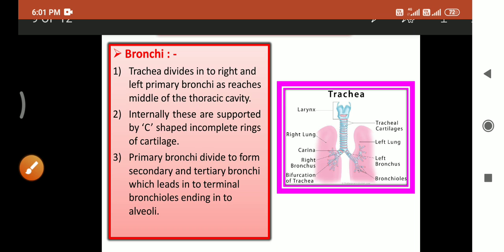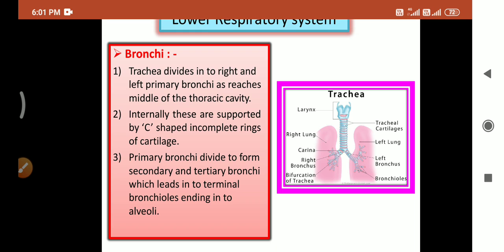So next one is internally these are supported. So this is supported obviously, so in the previous slide you can understand about the cartilage, why it is important. So here also in the bronchi you can see C-shaped incomplete rings. Okay, in a trachea that is a complete ring, but when you see the bronchi, those are incomplete rings of cartilage, right? And the next part, the primary bronchi divide to form the secondary and tertiary bronchi.